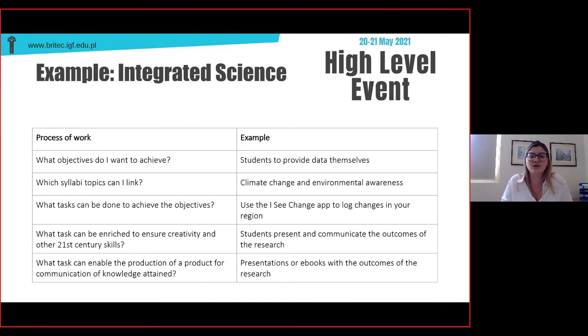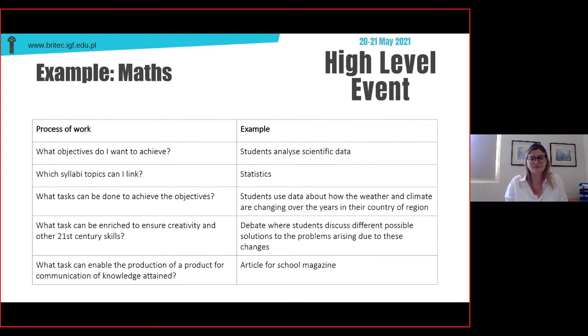Something I also like to include is to enable students to produce a little product which they can share. This will help them communicate what they've learned through this activity with their family, with other friends, even to use it as promotion for the school and for the students, and in this case they used presentations.